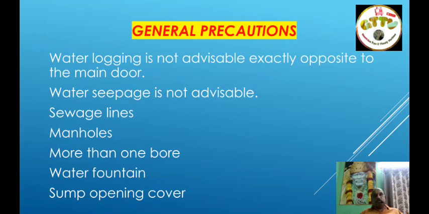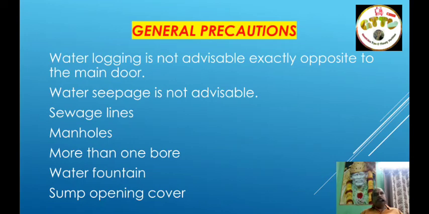Then manholes. A manhole is a drainage hole where a man enters and cleans or fixes problems whenever there is a block in the pipelines. The position of the manholes within the plot area, flat area, or building should be considered: how many, where they should be, and how they should be. That should be taken care of. And here, more than one bore. Now this is one of the important things flat owners are facing.